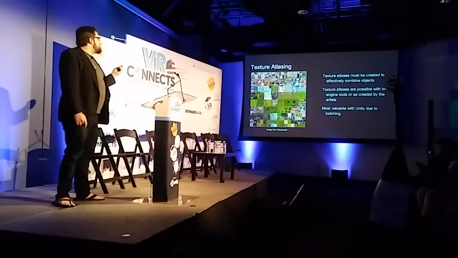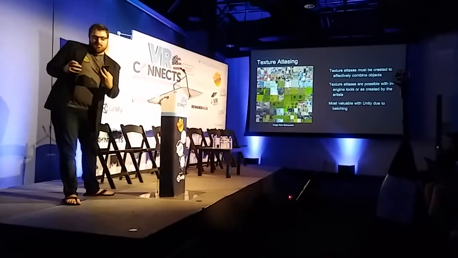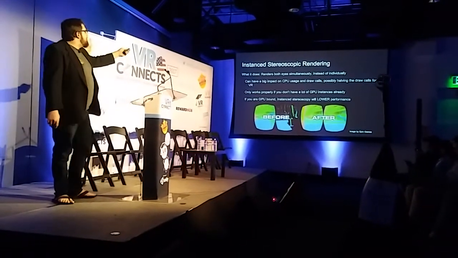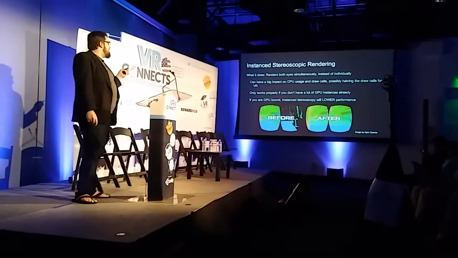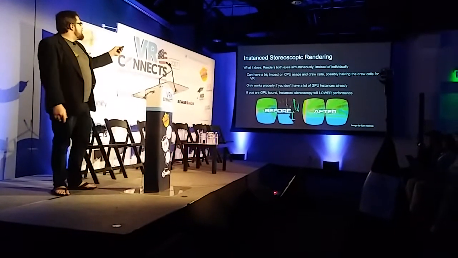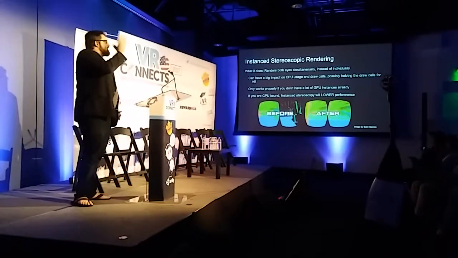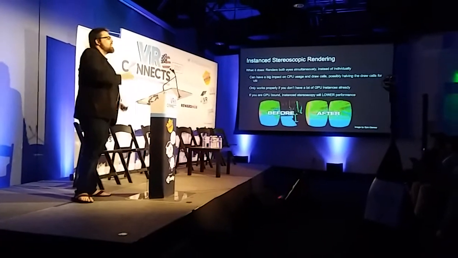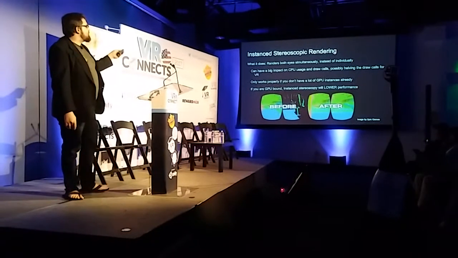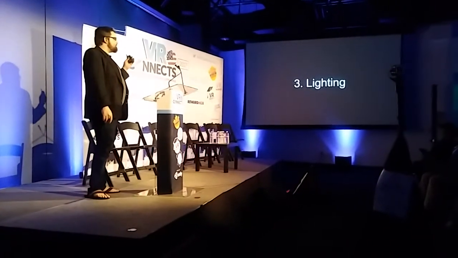So texture atlasing is very useful, extending off of that. I think I'm running a little short on time, but I'll try to wrap this up quickly. Both Unity and Unreal have the ability to do instanced stereoscopic rendering, and that gives you the ability to take the information from one eye and render it the same for the other eye, rather than having to do more CPU calls. There are some situations where this can hurt your performance, but in general, I would say do it.